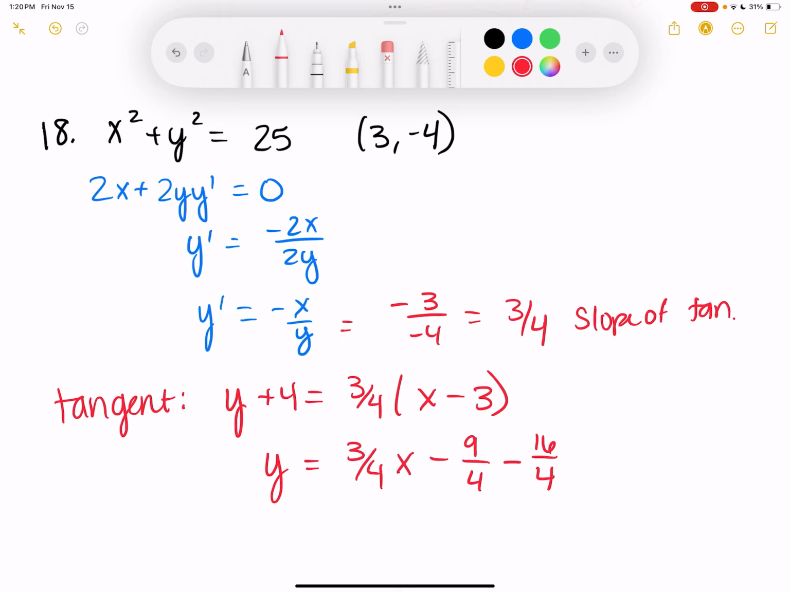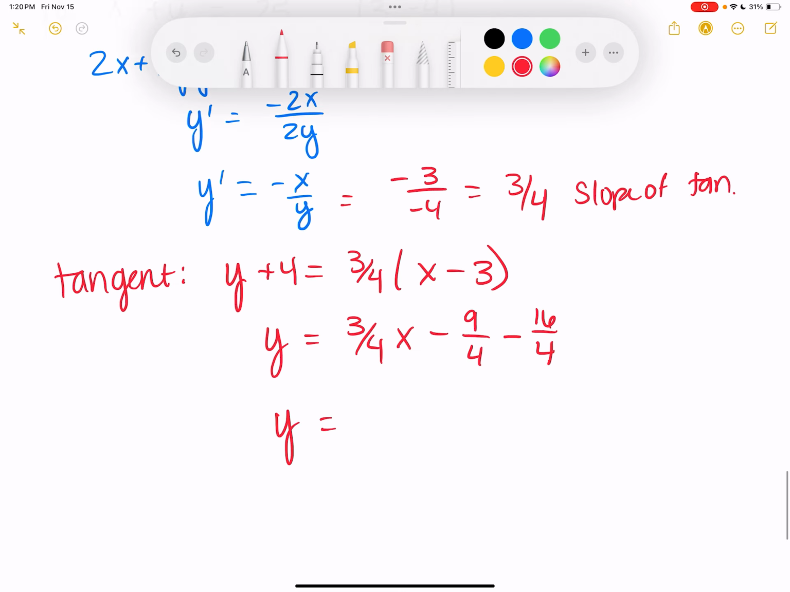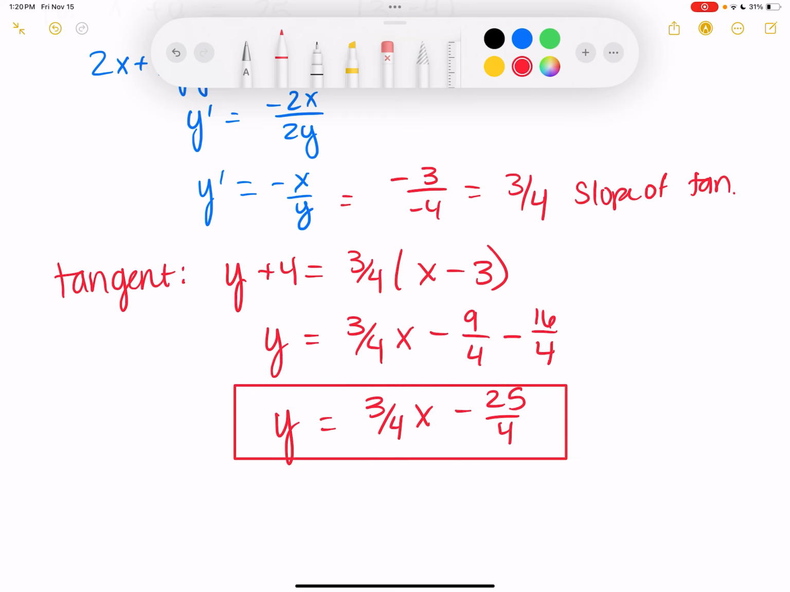I did one like this the other day in a different class. They went, "Where'd you get 16 over 4 from?" I was like, how'd you get into this class? So y equals 3/4 x minus, was that 25 over 4? Little did they know. It's just a bunch of eyes.